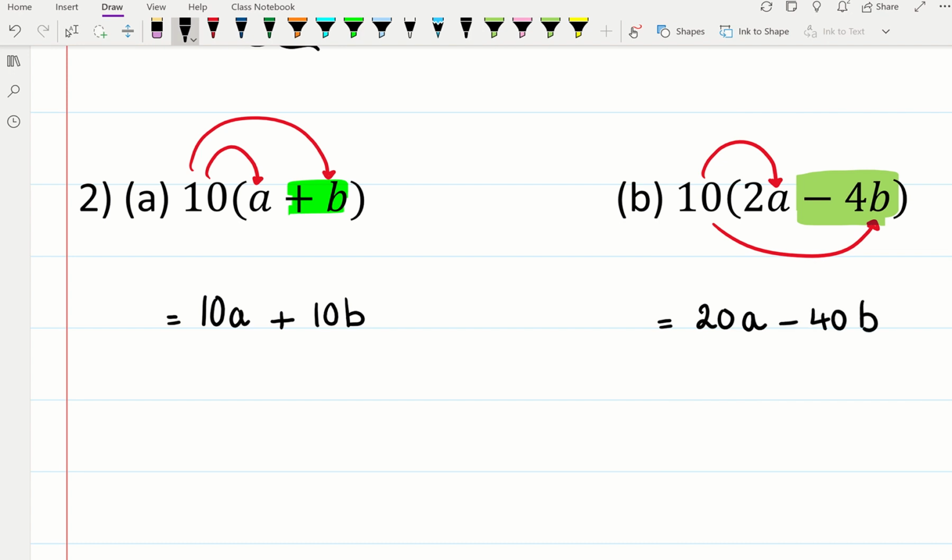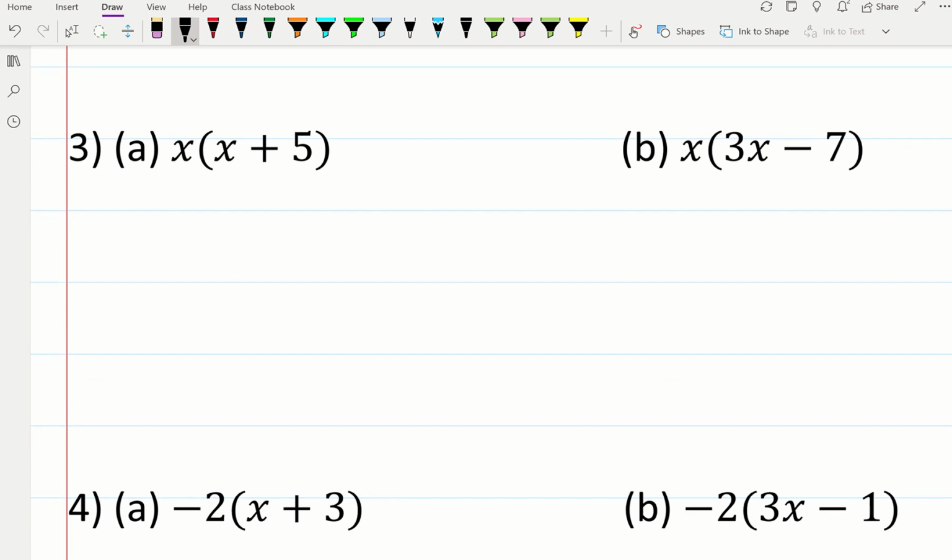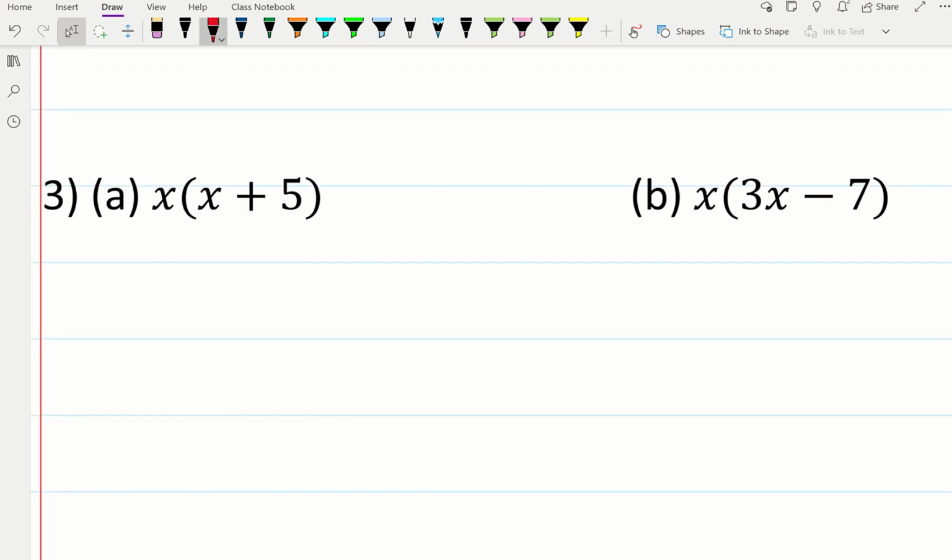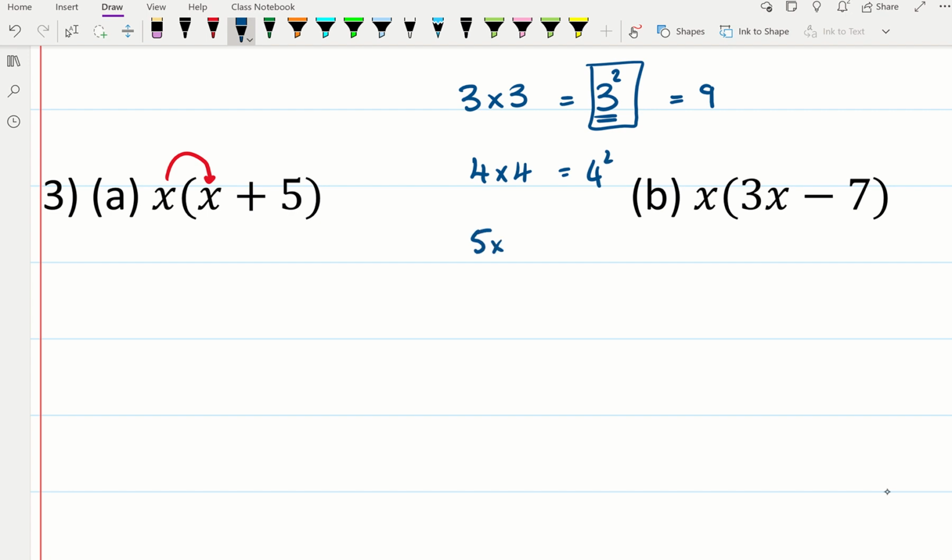Question 3. You've got x times x. Well, x times itself, anything times itself, is a squared number. So for example, 3 times 3 is 3 squared. I can find out what it is because it's a number, but it is written as 3 squared. 4 times 4 is 4 squared. 5 times 5 is 5 squared. X times x is x squared.